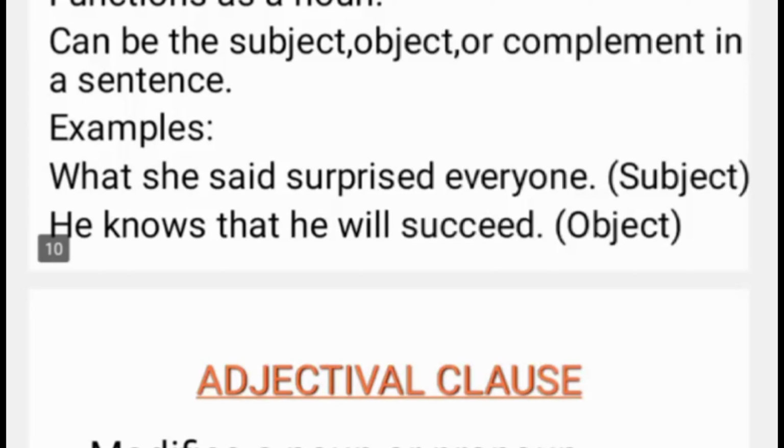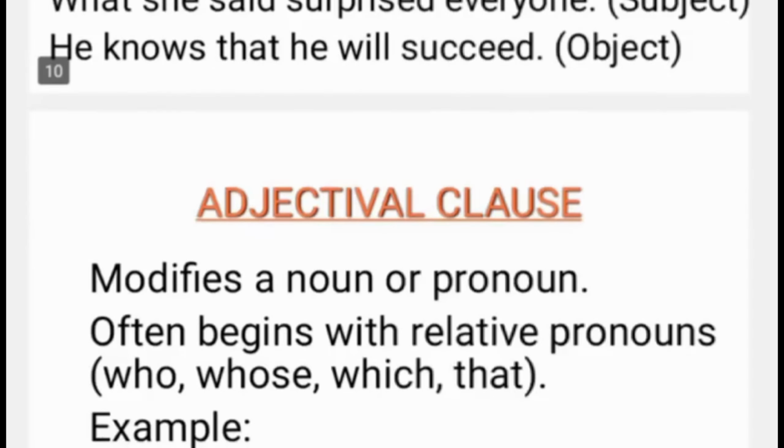He knows that he will succeed. "That he will succeed" is the object. It is the receiver of the action, he knows.